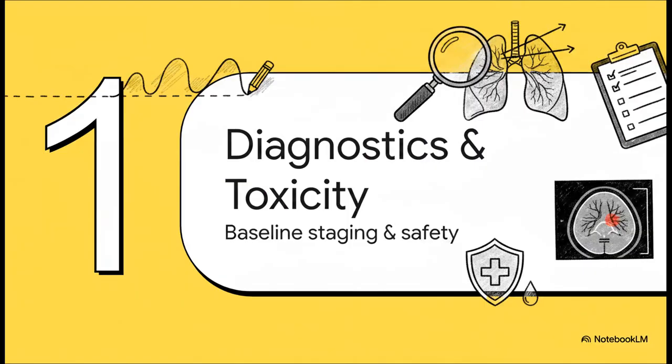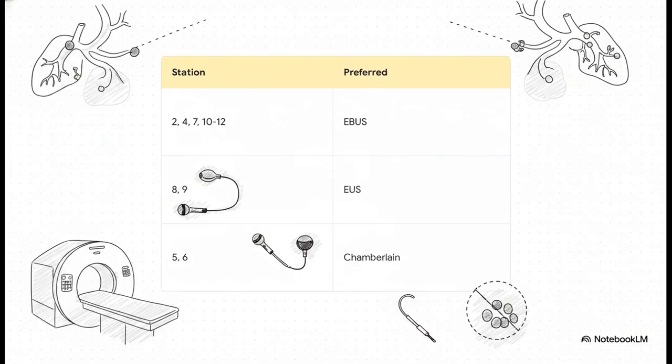Section 1. Diagnostics and radiation toxicity. We're starting right at the baseline. Okay, when we're looking at standard mediastinal staging, EBUS, endobronchial ultrasound, is really your go-to for most stations. Think stations 2, 4, 7, and 10 through 12. Now for stations 8 and 9, you're going to want EUS, or endoscopic ultrasound. And for those tricky stations 5 and 6, in the aortopulmonary window, that's where the surgical Chamberlain procedure comes in.